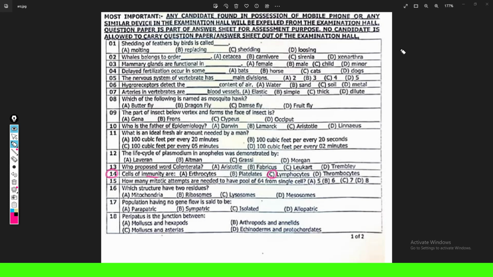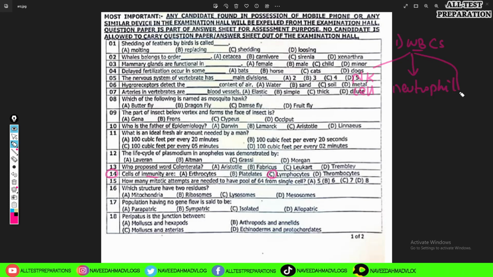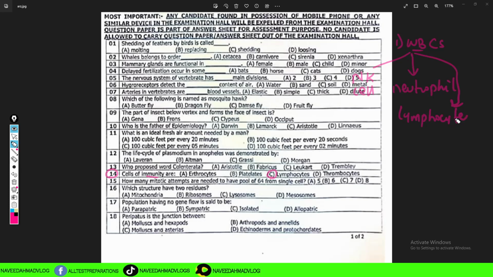The immune cells include the first one, which is the major part of immunity, WBCs, and WBCs further contain natural killer cells, neutrophils, and lymphocytes, which have a great role in immunity. Lymphocytes are further divided into B cells and T cells.